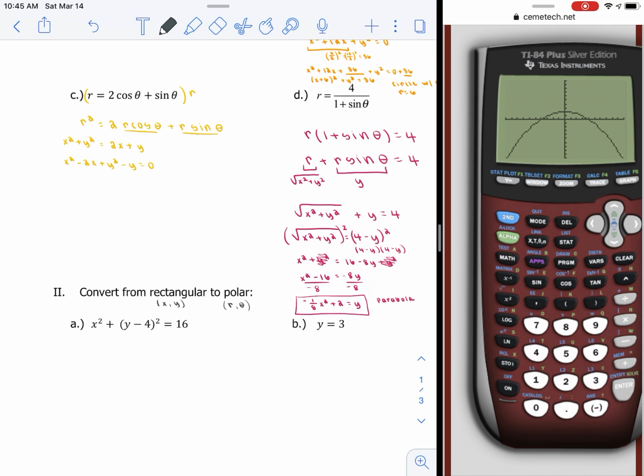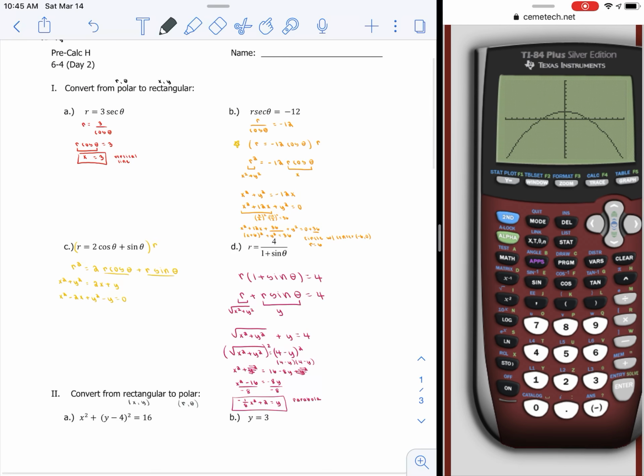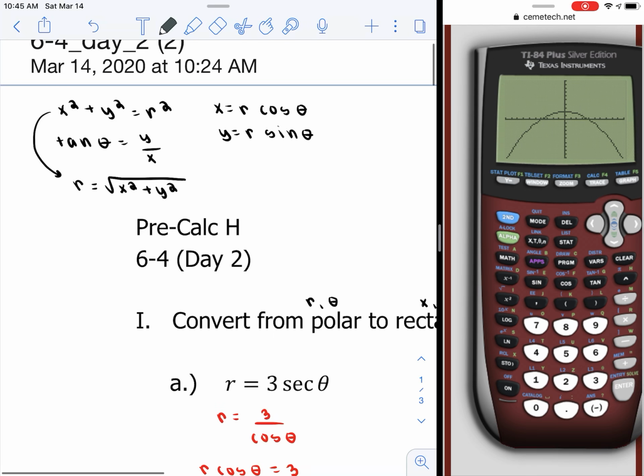You are using the same formulas, but this time, to get r's and thetas, we're trying to get x squared plus y squared together, because then we can replace that with r squared and so on and so forth.